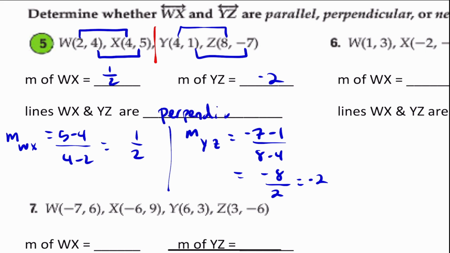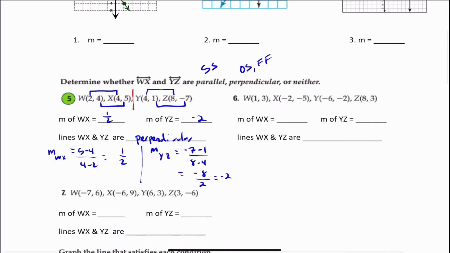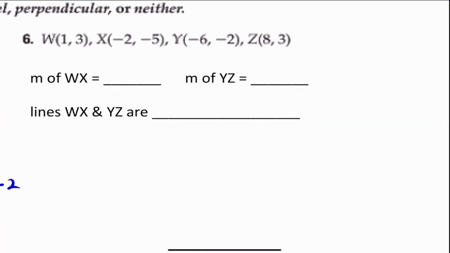And the reason they are perpendicular is that if I'm going from this slope to this slope, this is positive, this is negative, and the fraction is flipped. So that's for sure perpendicular. And over here, you're going to do the same thing. It's the same process. If you get the same slope here and the same slope here, write parallel. If you get opposite signs, flip the fraction, you're going to write perpendicular. But if you don't have the same slope or it's not perpendicular, then you're going to write neither for this one.